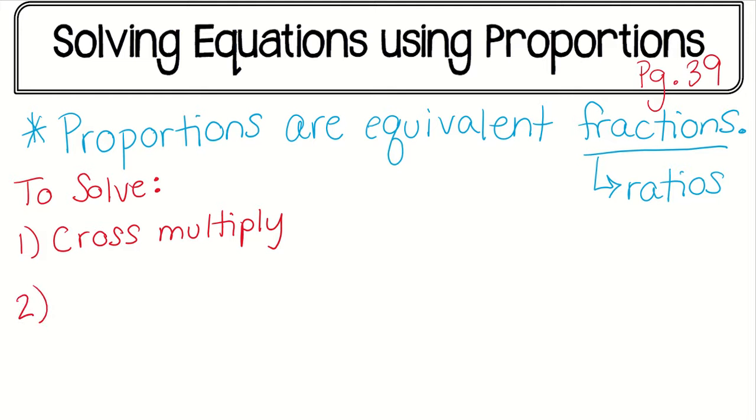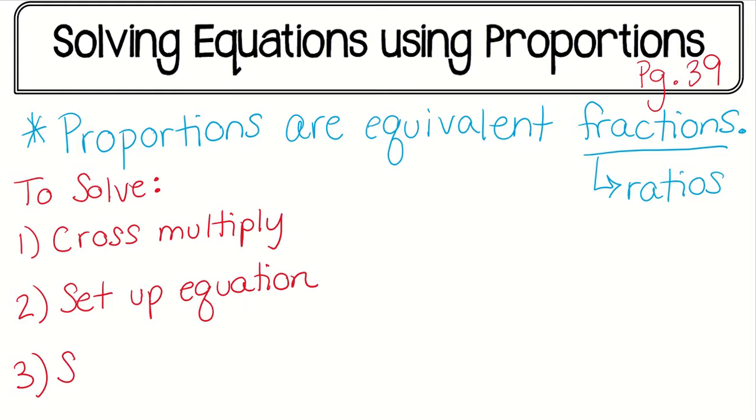The second step is to set up an equation, and that would be using your cross multiplication. And then the third step would be to solve using DCVS. Ducks can violently snap. So let's go ahead and do an example.